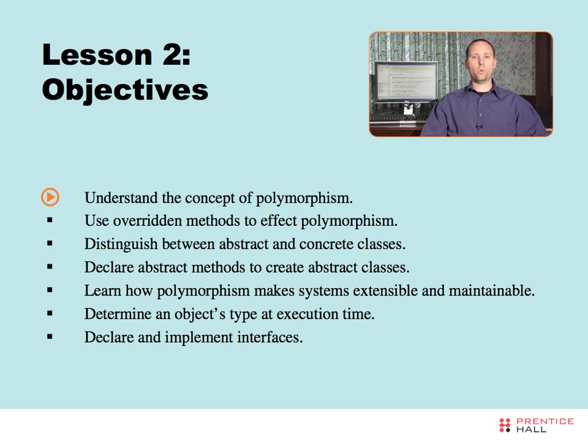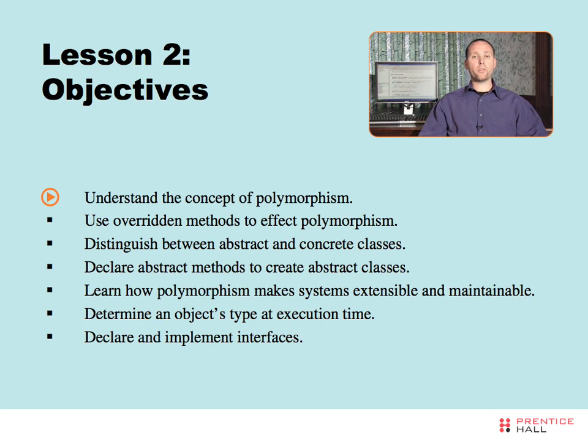Welcome to Lesson 2, Object-Oriented Programming Polymorphism. The word polymorphism means many forms. As an example of what polymorphism is, let's consider a shape class hierarchy briefly. In a shape class hierarchy, you might have classes like lines, rectangles, and ovals.